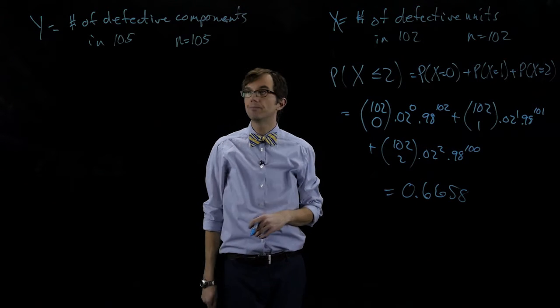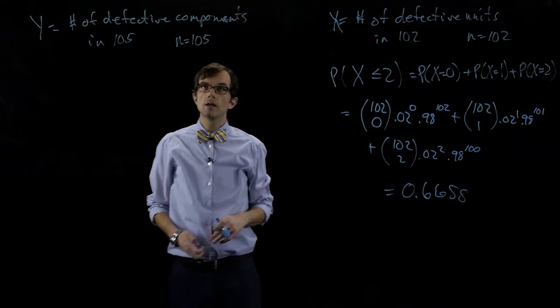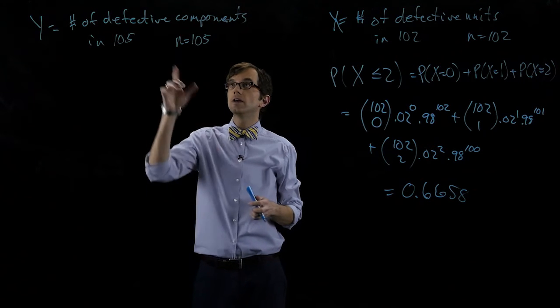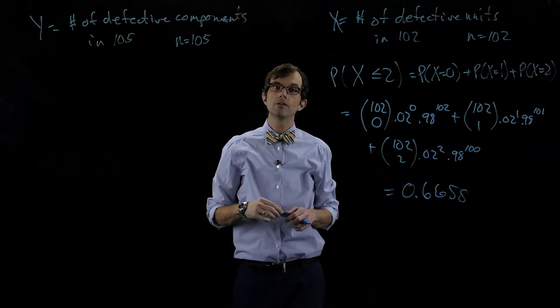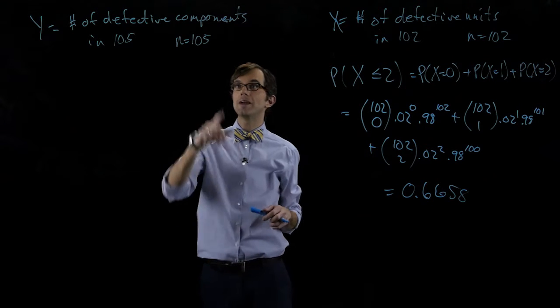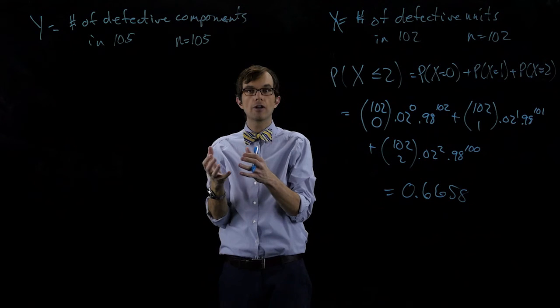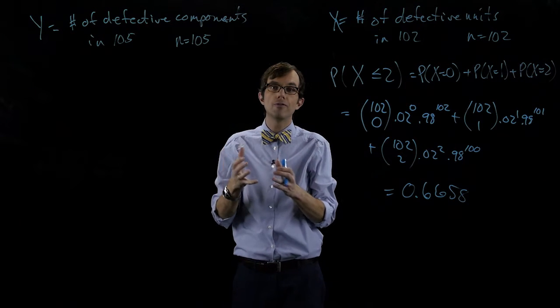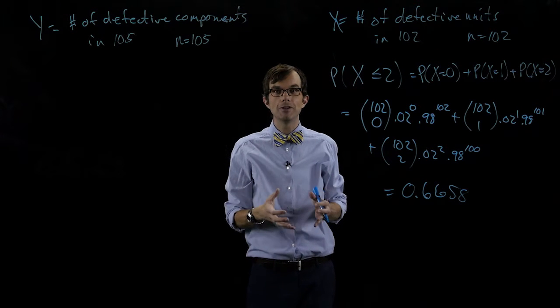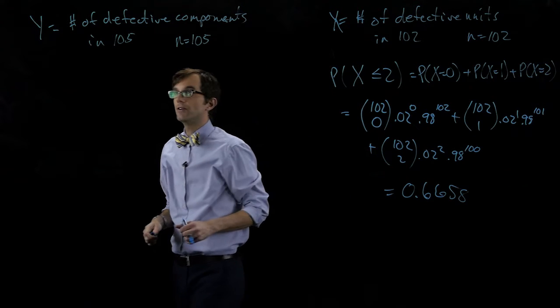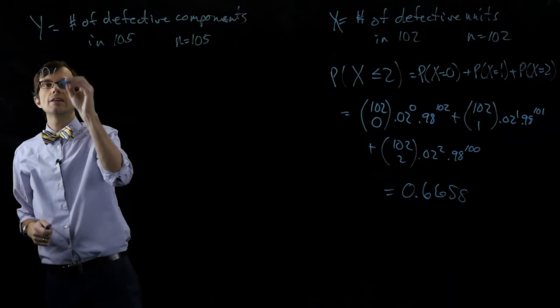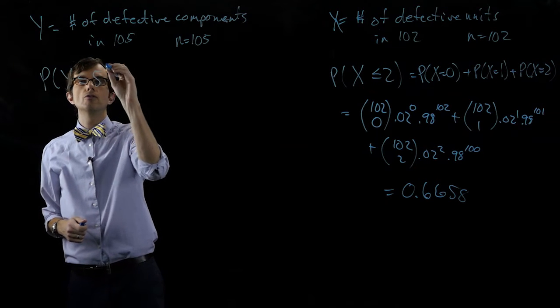Okay, well, we have to count the number of defective components, and we can't have more than 5 defective components. If we have 6 defective components, that means that we have only 99 good ones on inventory, and we can't fulfill 100 orders with 99 units or fewer. Okay, so we can only have at most 5 defective units. So what's the probability that y is less than or equal to 5?